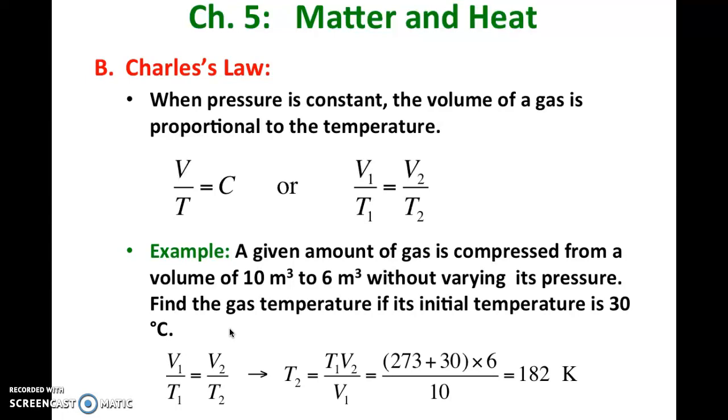Another gas law is called Charles' law, which says when pressure is a constant, the volume of a gas is proportional to the temperature. In other words, the ratio of volume V and the temperature T is a constant. For the gas to change from one state to another state, we have V1 over T1 equals V2 over T2.